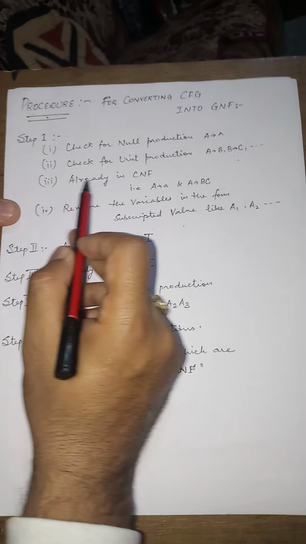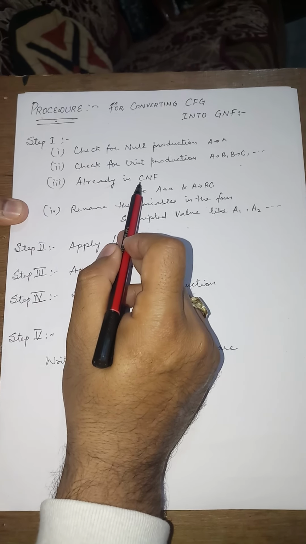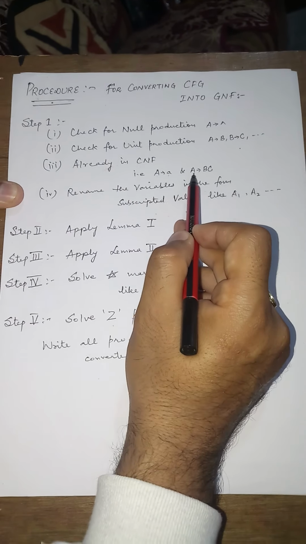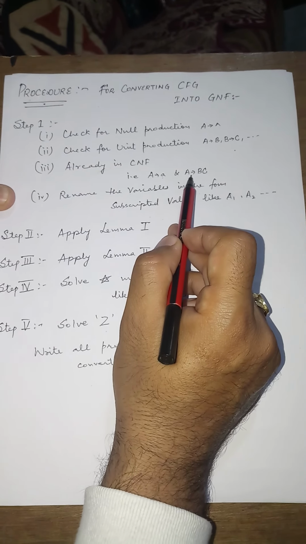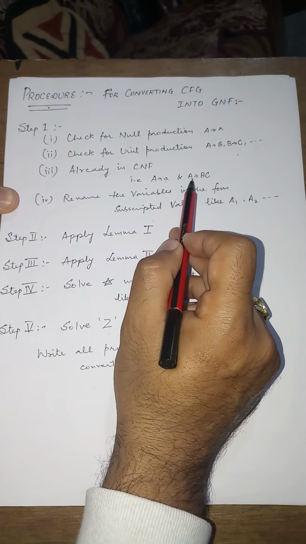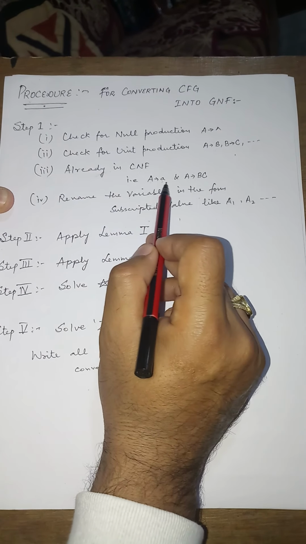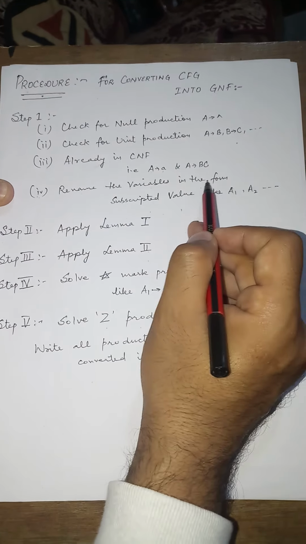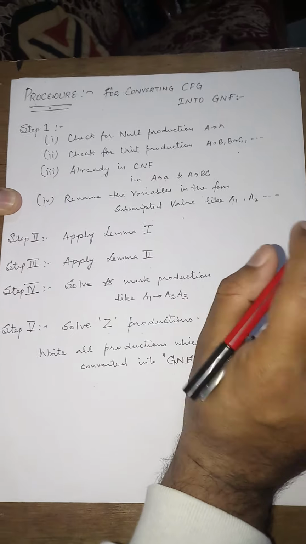Part 3, you will have to check that your grammar is in CNF, that is, A goes to small a and A goes to BC. So this is your required CNF; the given grammar which you need to convert to GNF is always in CNF first. Part 4, rename the variables in the form of subscripted values like A1, A2 and so on.